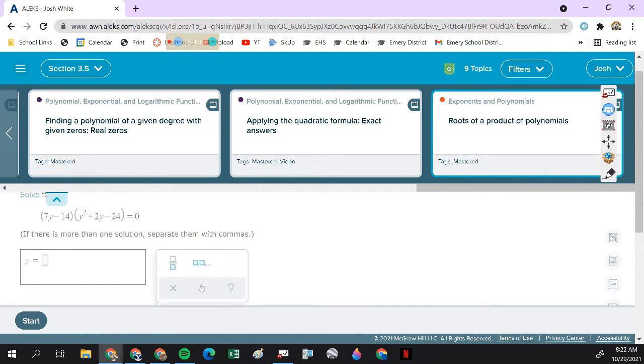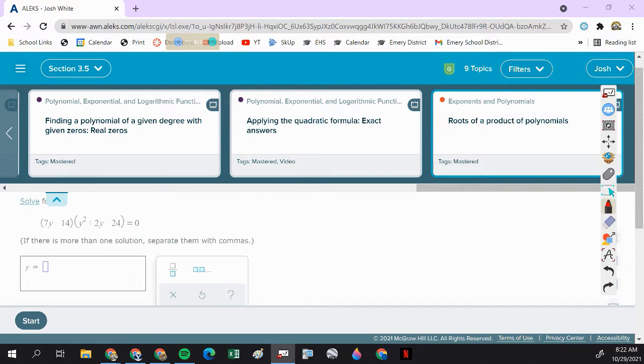What are the roots of this? Well, we know how to factor polynomials, and we know how to find the roots when you have a linear factor. So the number of factors will be determined by the highest exponent in each set of parentheses. So this one has 2 roots, and this one has 1 root. And that's a really easy one. We just set it equal to 0. Add 14. So 7y equals 14, and divide by 7. So y is 2. That's one of the 3 roots.